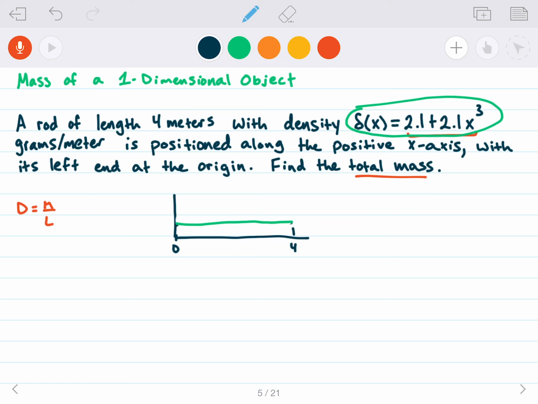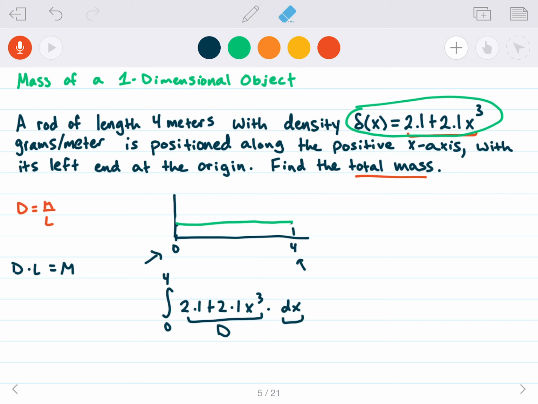So we need to set up an integral to find the total mass of this thing. Where are we starting? We're starting at x equals 0, as we can see here, and we're ending at x equals 4. If we rearrange this formula, the mass of this one-dimensional object is the density, which is 2.1 plus 2.1 x to the third, times the little dx, the length of the rectangle. So this is density times length equals mass.